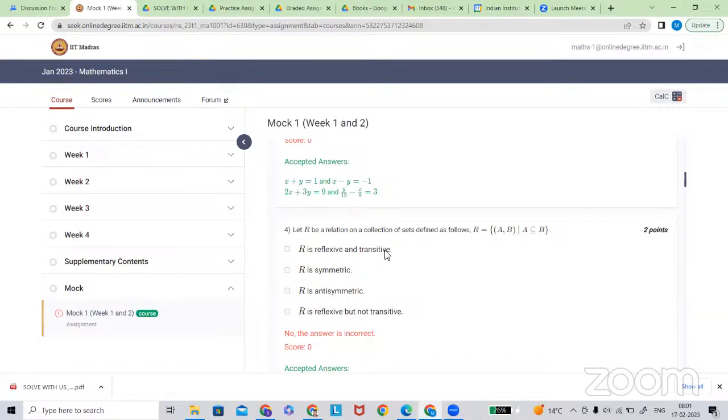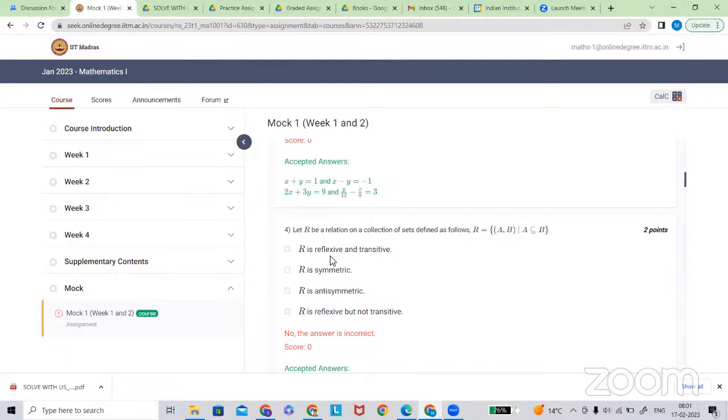Sir, if you ask me the definition, then I don't remember, but I know that if there is a set, let's say 7, 8, 9, and if it is 7, 8 and 8, 7, it is not antisymmetric.